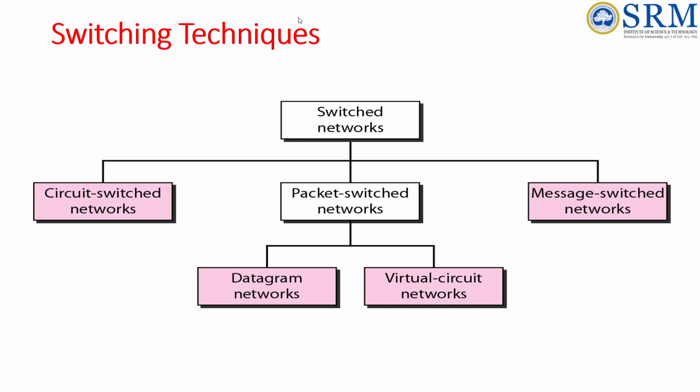So let's compare the three techniques. In circuit switching, we establish and reserve a dedicated path. In message switching, the entire message is stored and forwarded from one intermediate node to another. And in packet switching, the message is divided into smaller packets which are transmitted through the network. A simple way to remember this is: circuit, dedicated path; message, entire message, store and forward; packet, message divided into packets. These three switching techniques help us understand different approaches to transferring information through a network.